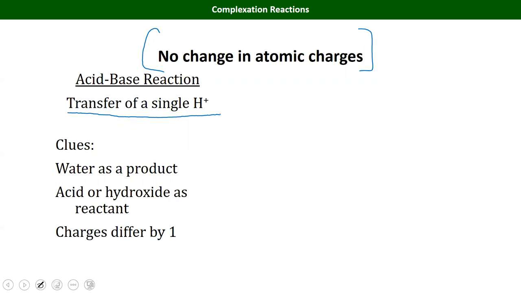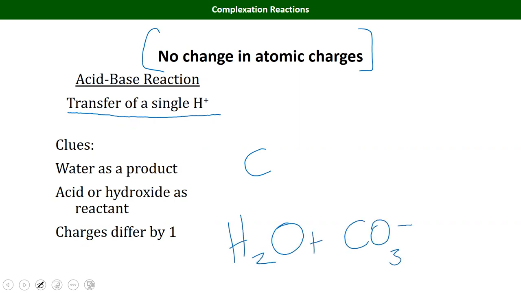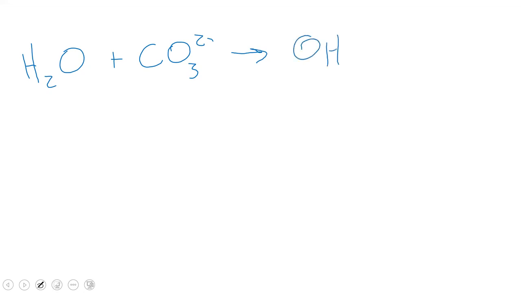So if you have water as a product, if you have an acid, or if you have hydroxide as a reactant, or if you have charges that differ by one, but you can still recognize the same polyatomic ions on both sides. So for instance, if you have water plus a carbonate ion, and they react together and make hydroxide and hydrogen carbonate.